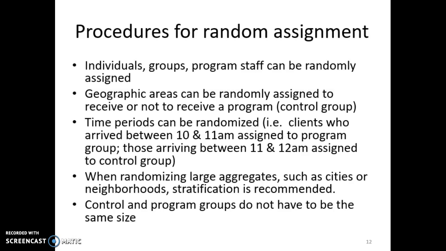When you randomize large aggregates, such as cities or neighborhoods, it is recommended to use stratified random sampling, which, as you hopefully remember from the last lecture, involves dividing a population into smaller groups referred to as strata. Control group and program or treatment groups do not have to be the same size. In fact, treatment groups are often larger in cases when there is a clear benefit to the participants.